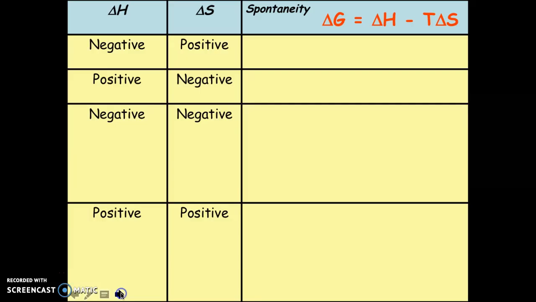What we have here is a chart that summarizes everything I just said. If delta H is negative and delta S is positive, it's always going to be a spontaneous reaction.